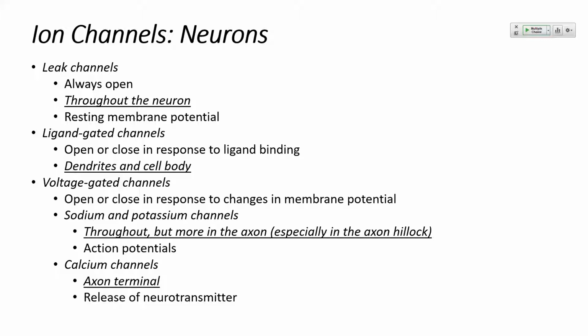There are leak channels. We talked about those. Those are all over the neuron, all throughout the length of the neuron. These are always open. These move ions passively according to their gradient. And these, we said, help to establish the resting membrane potential.